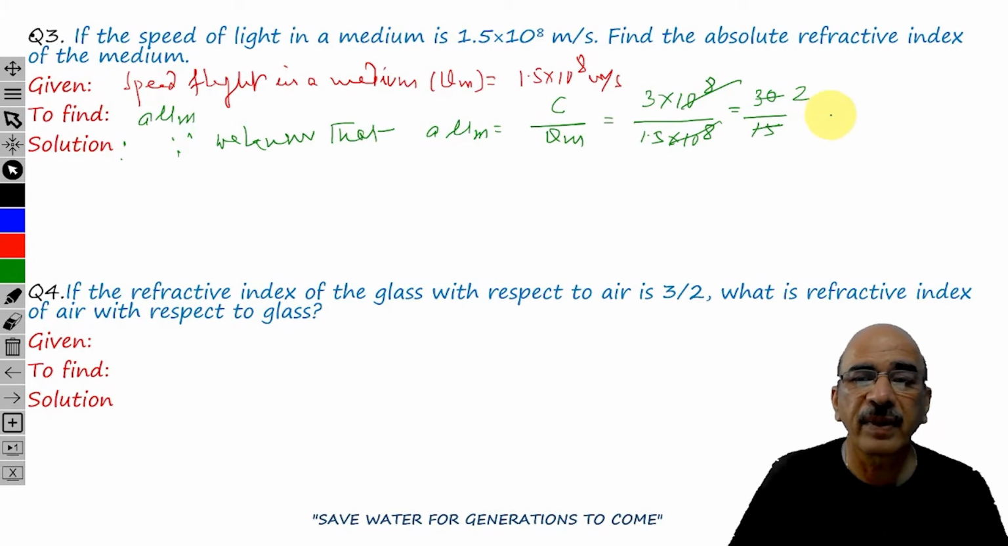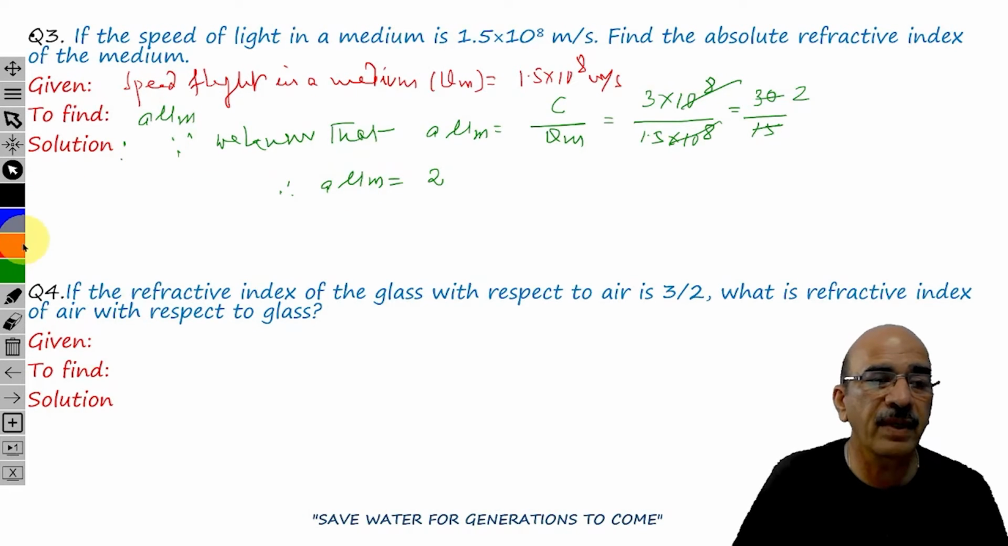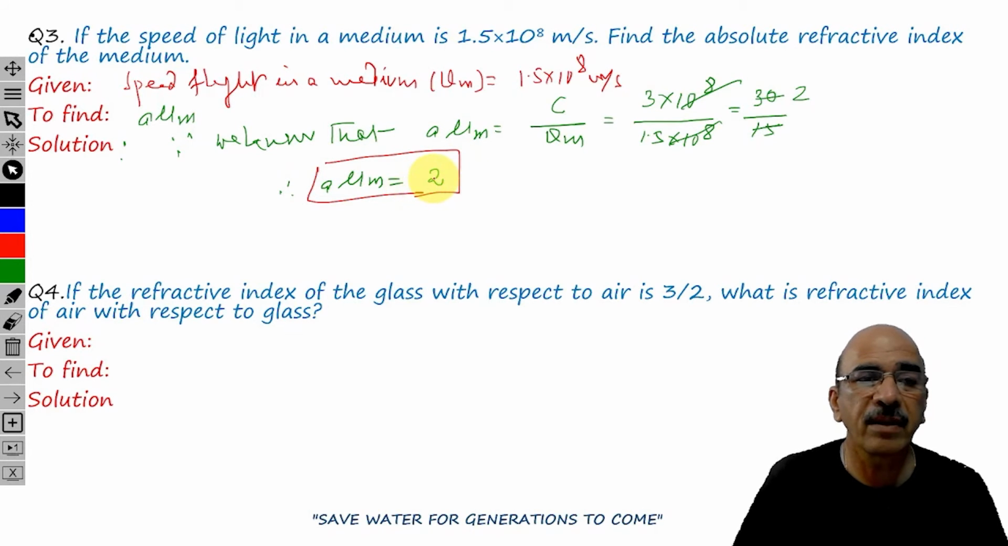So how much refractive index did we get? The refractive index of the medium is A mu m is equal to 2. So the refractive index of the medium is 2. Any problem here? No. Let's do the next question.